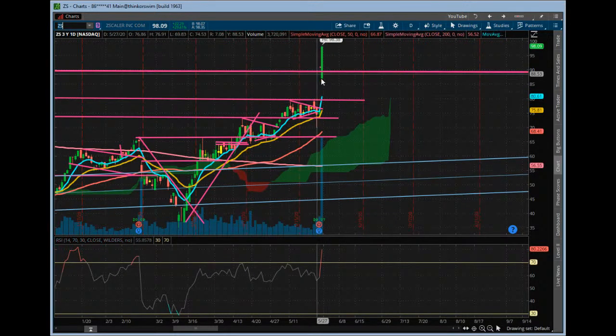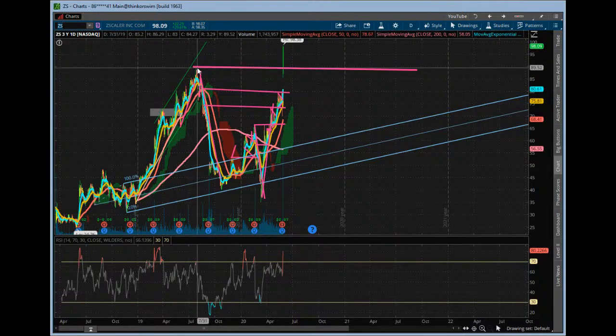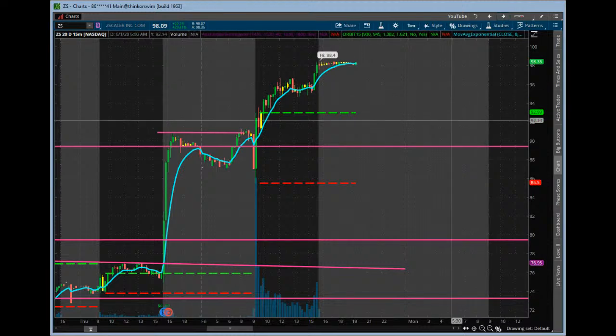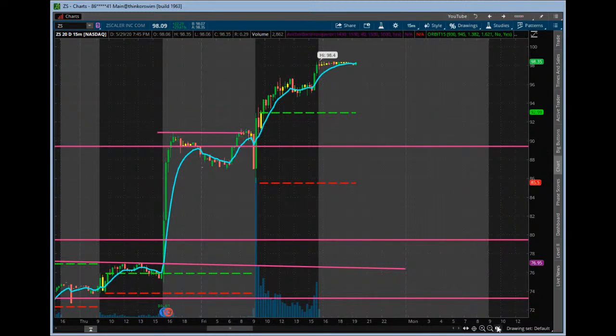ZS, huge gap and go, guys. And why was this a gap and go? Right, we've talked about this a few times, right? So it got over this major pivot level, right? Got over the major pivot level there, and then what's the other key element that we look for in gap and goes? We need to clear the pre-market levels, and it did that here. It did that here in the morning, right?